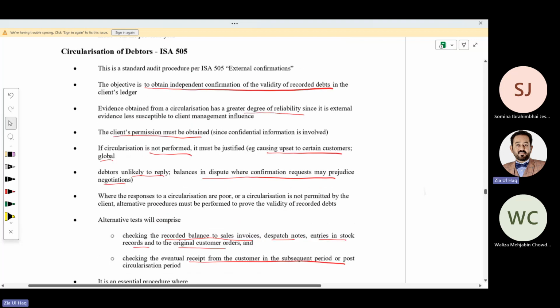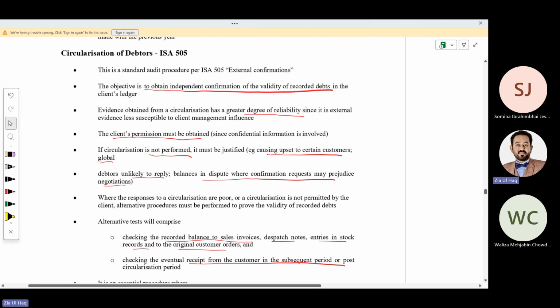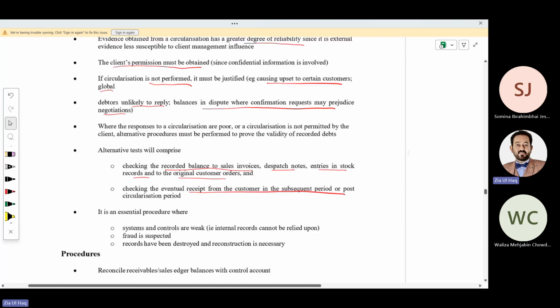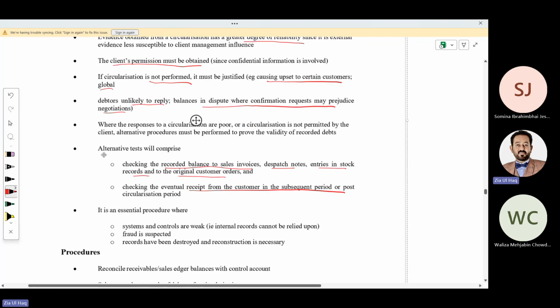So what is circularization? It's independent confirmation of balance from the customer. It is a reliable source of evidence because we are obtaining external evidence. But to confirm balance from the receivables, we need client permission. And if circularization is not performed, then what do we need to do? In that case, we need to verify receivables through alternative procedures.